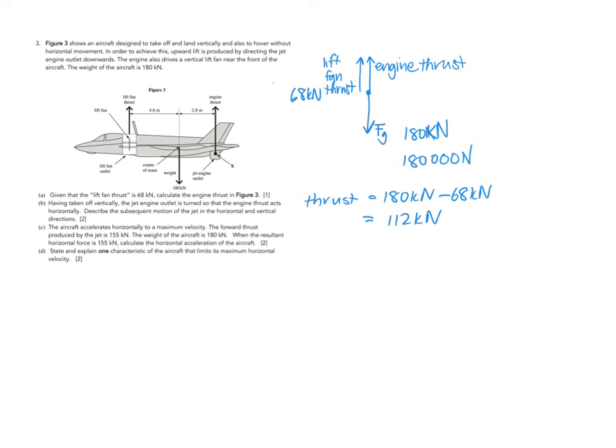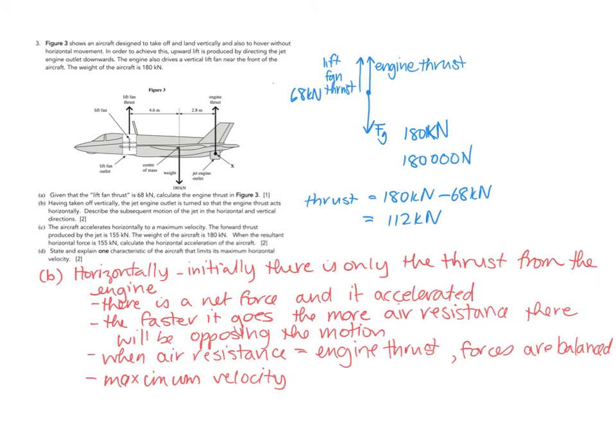Now, part B says, after it's taken off vertically, the engine outlet, that's this one right here, is allowed to turn. So that means my thrust is no longer vertical. Describe the subsequent motion of the jet in horizontal and vertical directions. So in the horizontal direction, once I change those engines in the direction that we have the thrust, we will have a net force in the horizontal direction. And to start off with, it's only going to be from the engine.